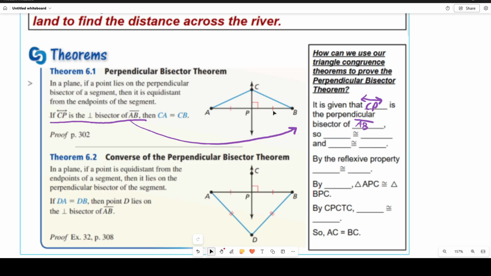You could also look at the picture and tell that because these two pieces could only be the same length and this right angle be here if line CP was the perpendicular bisector. And then it says if this is the case, then we're trying to prove that CA is equal to CB. Or at the very end of this, they flipped it and said AC is equal to BC, but they're talking about the same lines. So because it's given that line CP is the perpendicular bisector of AB, we can use the information from the picture to show that this line segment is the same as this line segment. So line segment AP is congruent to line segment BP.